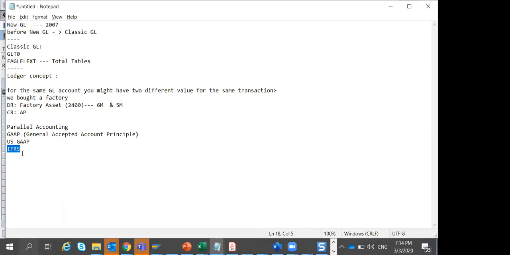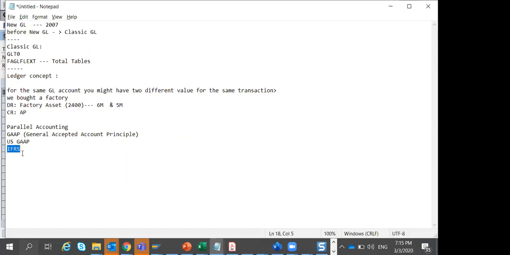So if somebody asks, what is the ledger? What does the ledger give you? What does the ledger allow you to do? The ledger allows me to have multiple valuations for the same GL transaction, multiple values for the same GL transaction. It gives you a different dimension where you could accommodate scenarios like parallel accounting. Does that make sense? If you say this, you definitely know what we're talking about. And then you don't stop. You have to follow it up with an example.